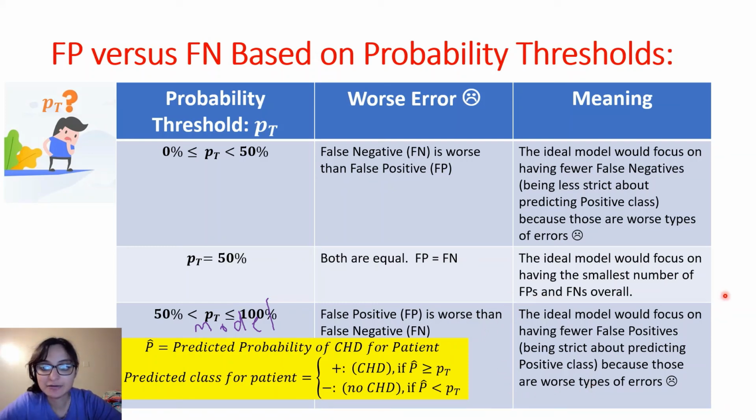So in this case, it focuses on having fewer false positives, because those are the worst types of errors, and they are so strict about sending people to the positive class. So it's not between 0 and 50; it's more towards a smaller chance, less than a 50% chance that you'd be in the positive class according to this threshold. More people are assigned to the negative class, because they're really scared here about having false positives, like incorrectly predicting someone has a disease when they don't.